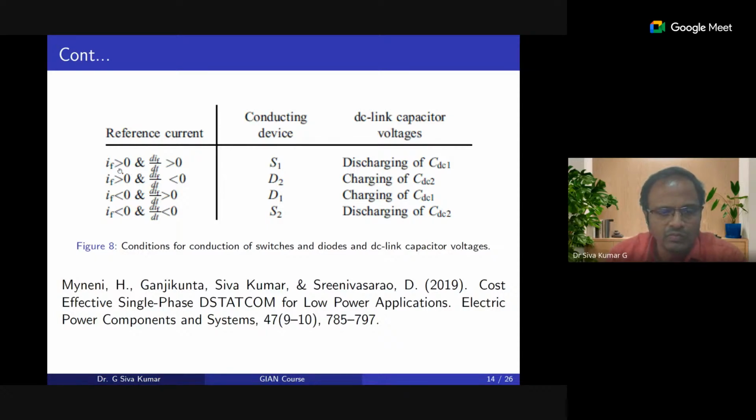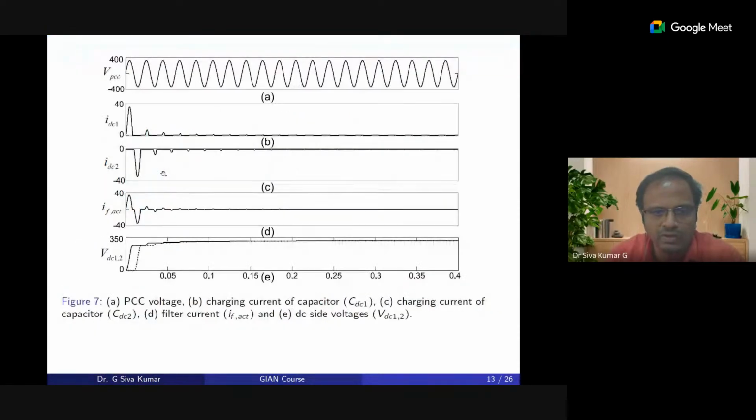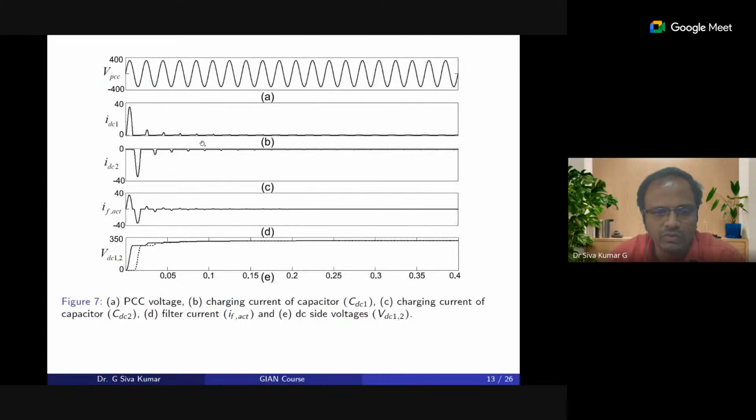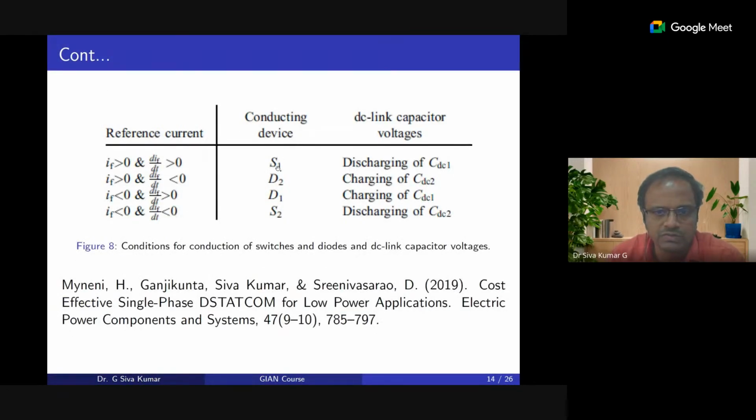Here, when you are operating in the positive cycle of the IF current, the reference current is positive. Now the dIF/dt has a positive slope. That means in this operation you have a positive slope of your filter current. In this operation, we are trying to conduct device S1. During that period, the DC link capacitor voltage is in discharging mode.